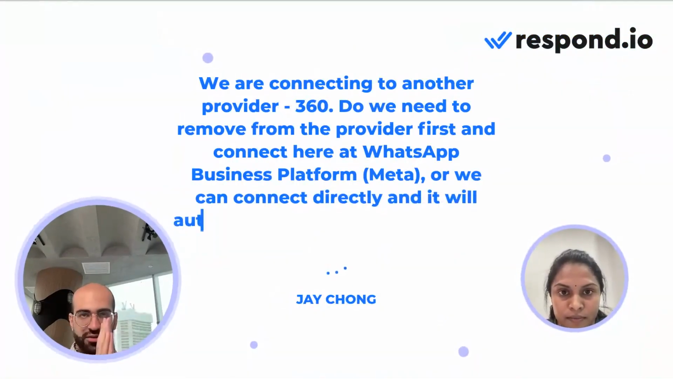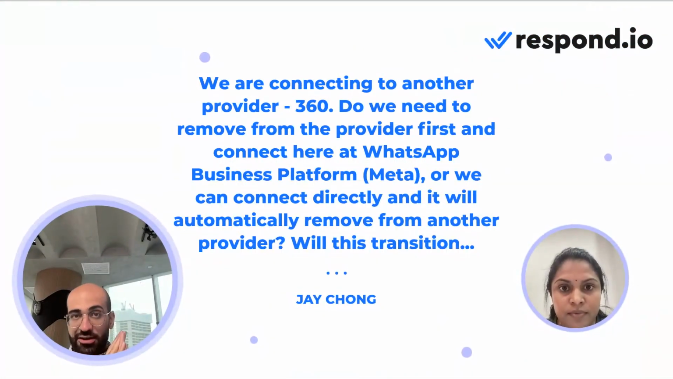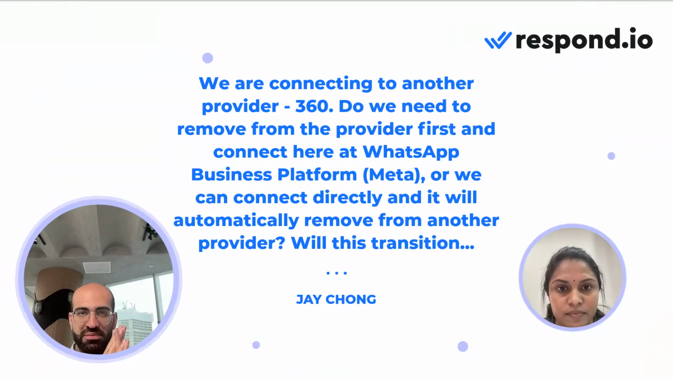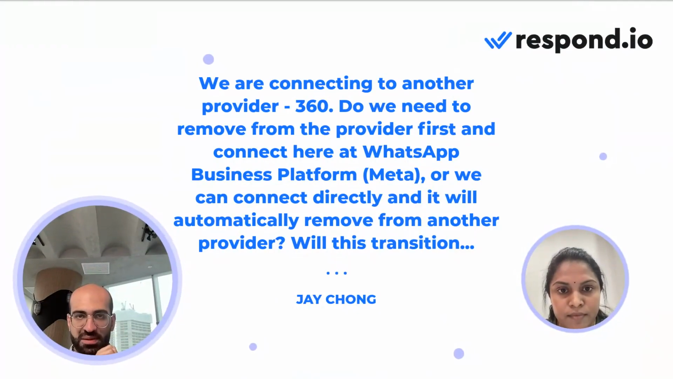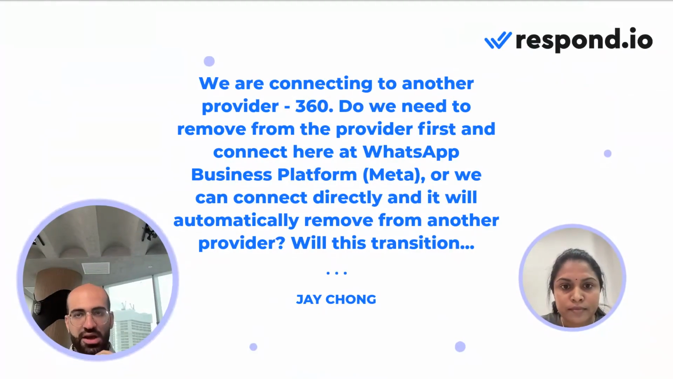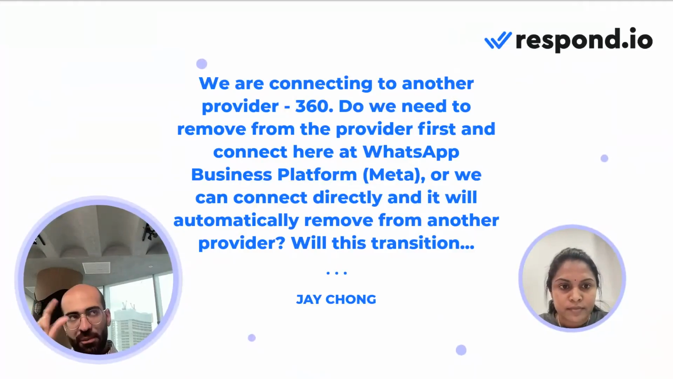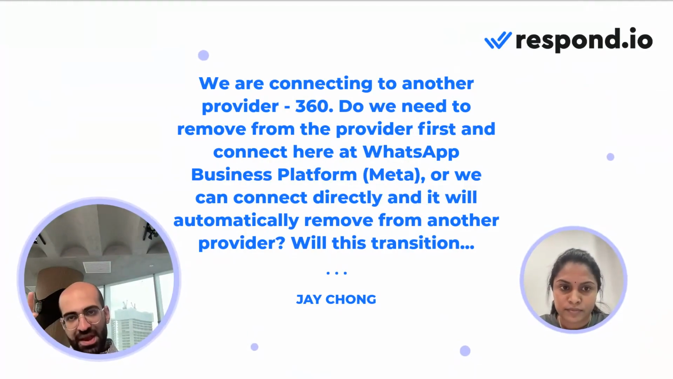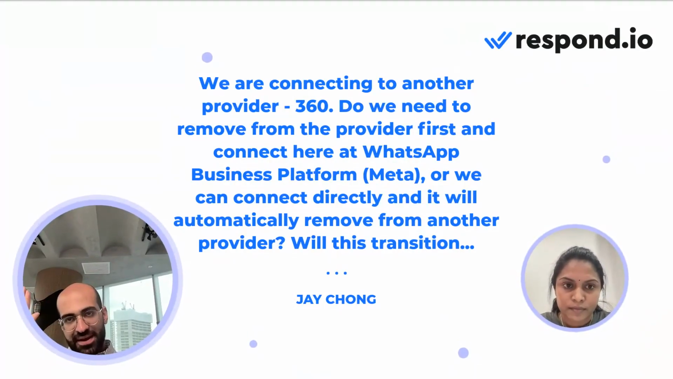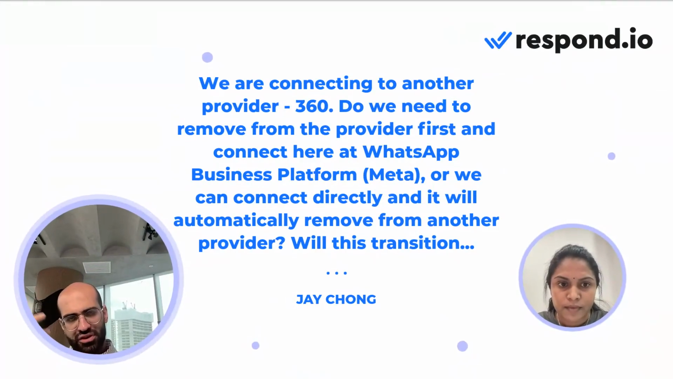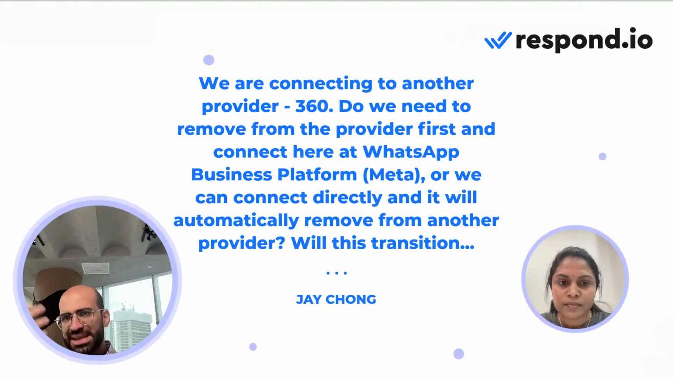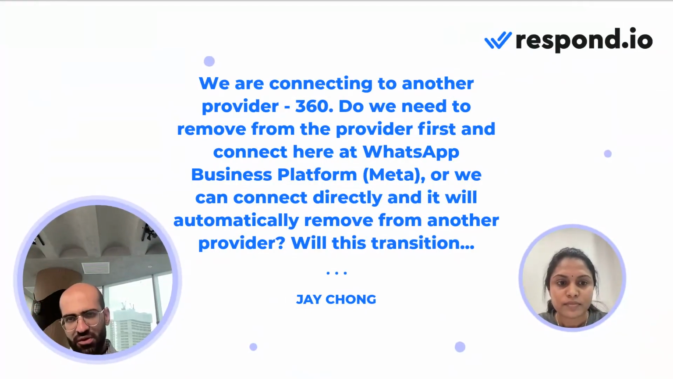By Jay Chong: we are connecting to another provider, 360 Dialog. Do we need to remove them from the provider first and connect here at WhatsApp Business Platform, or can we connect directly and it will automatically remove from the other provider? Okay, so the question here is whether you are under 360 Dialog as an on-premise or a cloud API. If you are on the cloud API, then you can go to Respond.io, input your phone number, and Meta will smartly prompt you to migrate to Respond.io easily and efficiently, as long as you have the phone number to get the OTP, right?